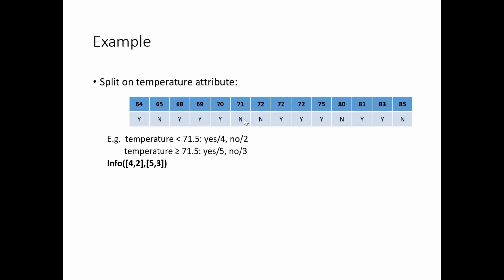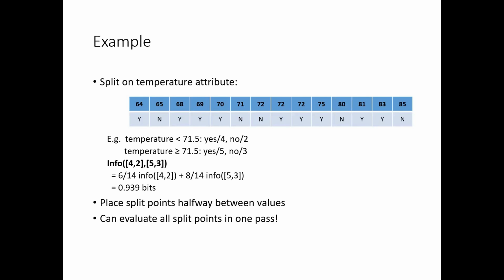If you want to calculate the information that we have discussed earlier, branching the temperature variable into this might be tricky. But when you apply the information, 4,2 is one branch and 5,3 is another branch. Then we can calculate using the equation I have given you earlier, and you can find the information. And then you can split points halfway between the values, and you have to evaluate all possibilities.